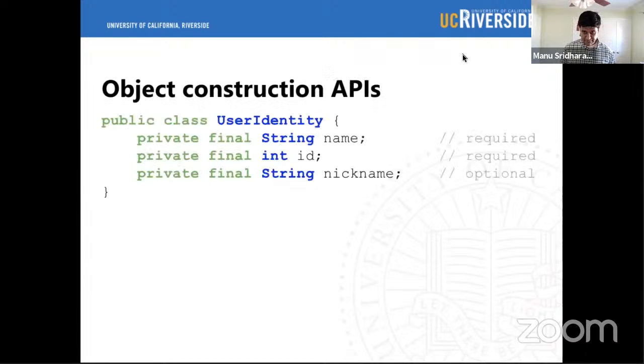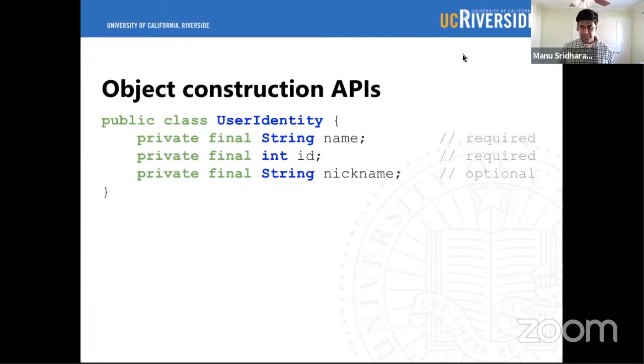So here's a simple example. We have a user identity class. It has 3 fields, name, ID, and nickname. And both the name and ID fields are required, but the nickname field is optional. You can either provide it or not provide it.